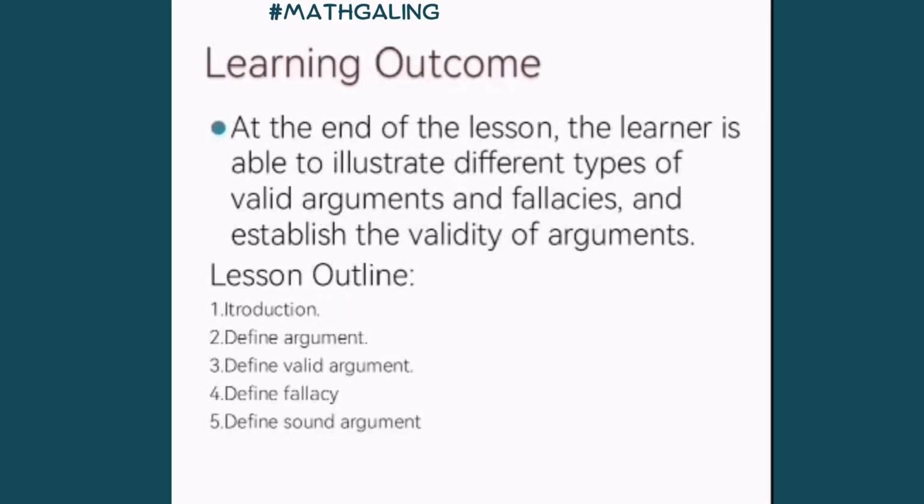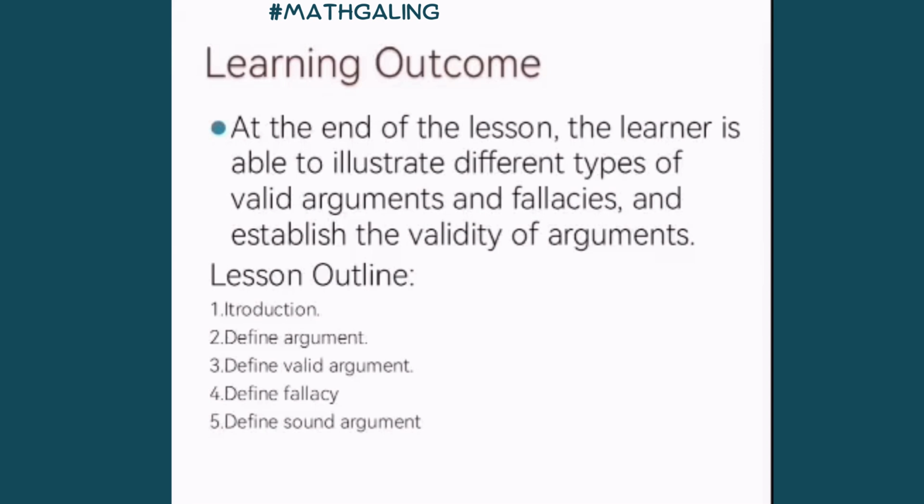Learning outcome. At the end of the lesson, the learner is able to illustrate different types of valid arguments and fallacies and establish the validity of arguments. Lesson outline. Introduction. Define argument. Define valid argument. Define fallacies.